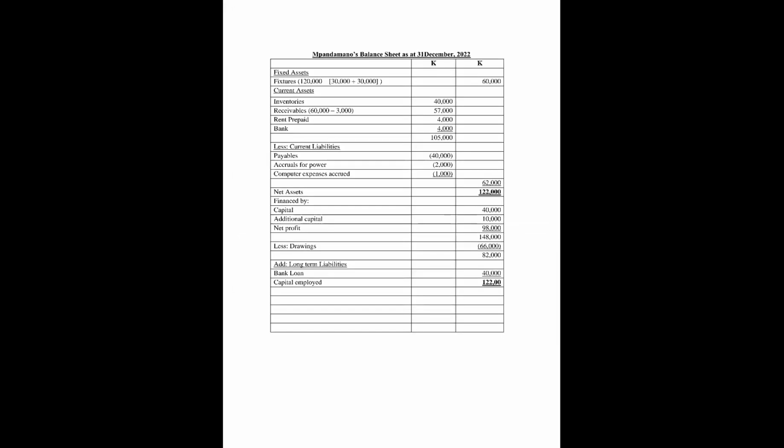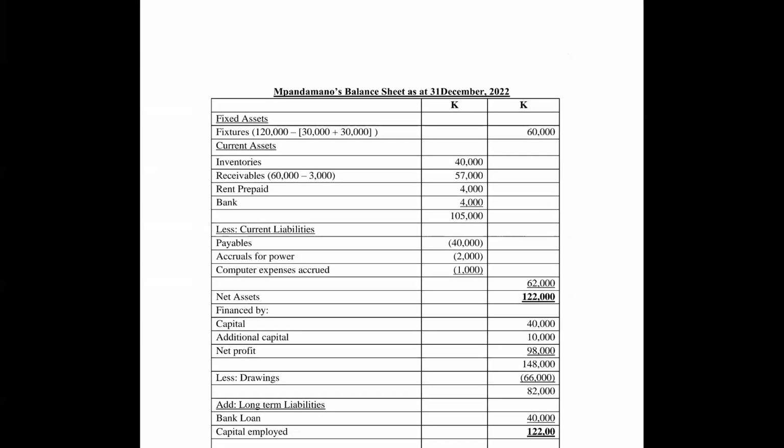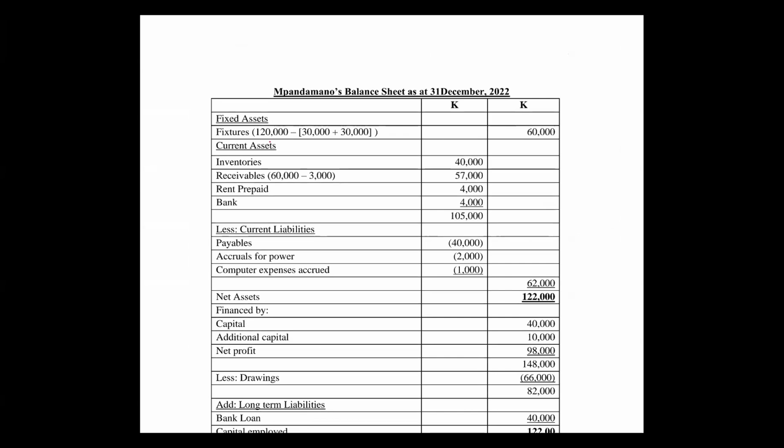Let's go to the balance sheet. This is what I was saying. When you reach the balance sheet, you start with non-current assets. According to the formats I gave you, you do cost of the fixtures minus total depreciation. This is the depreciation I was talking about. You deduct it, so the remaining value is 60,000. But since we only have one non-current asset, the fixtures, then you are done. You go to current assets.